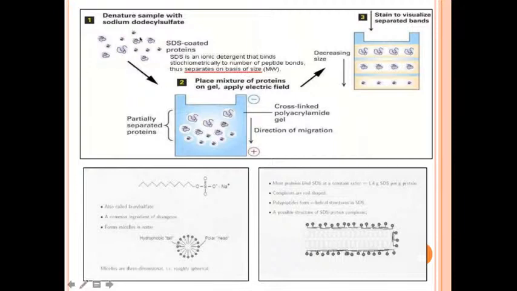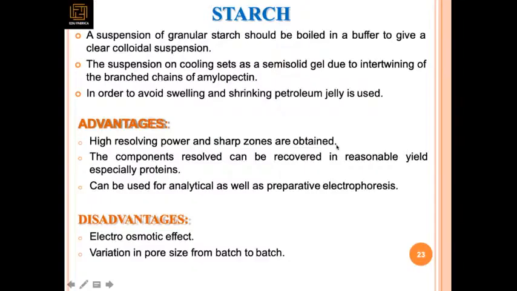And then place the mixture of proteins on the gel and supply an electric field. So here you have partially separated proteins along the direction of migration, and according to decreasing size, your proteins will be separated. Then we can also use starch. A suspension of granular starch should be boiled in a buffer to give a colloidal suspension. And after cooling, it gives a semi-solid gel due to the intertwining of the branched chains of amylopectin in them. So we get a petroleum jelly-like structure.